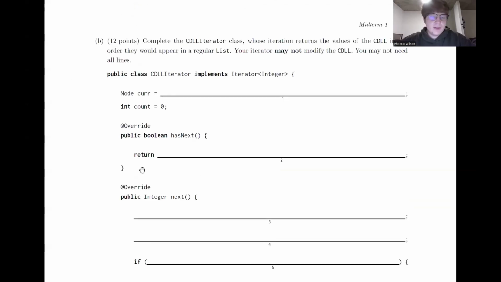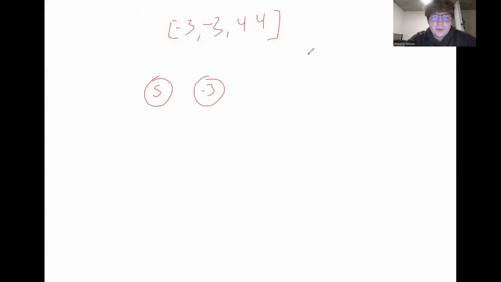So let's say we have a list -3, -3, 4, 4, and we want to turn this into a CDLL. Well, first let's think about what the CDLL would look like. We'd have a sentinel node. Any doubly linked list has a sentinel node, so any CDLL has a sentinel node. We'd have a node -3. We'd have a node 4.